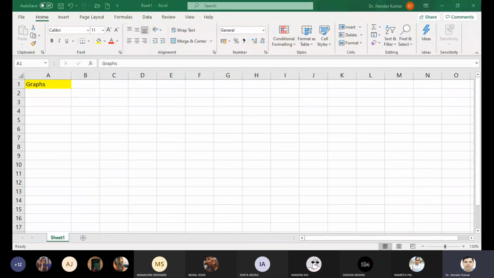Let me first see your syllabus, what all types of graphs you are supposed to study. We will discuss something about those graphs only. So you have bar chart, pie chart, box plot, histogram, ogive, and scatter plot.